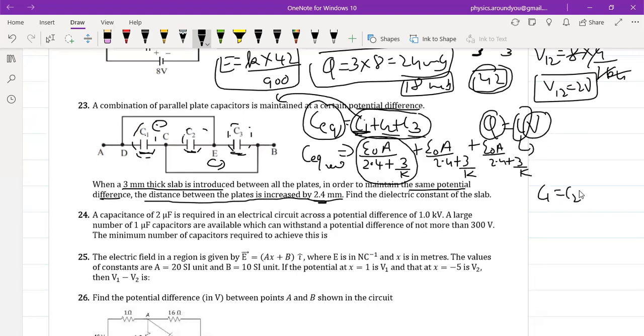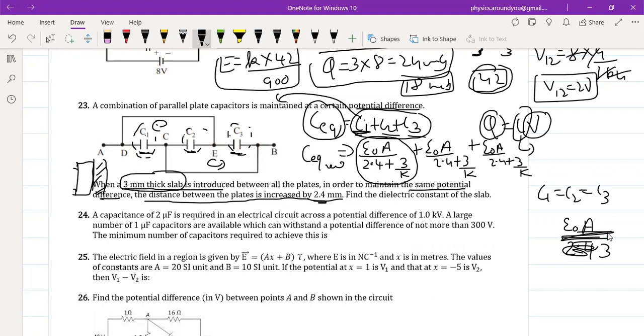C1 equal to C2 equal to C3. I can say they are epsilon naught A by D. What is the initial distance between the plates? Initial distance between the plates should be 3 mm because once I fit in 3 mm, definitely the capacitance would increase. To retain the same capacitance, the separation distance is increased by 2.4. So initial distance is 2.4 epsilon naught A by initial distance is 3, whatever the thickness of the slab is.